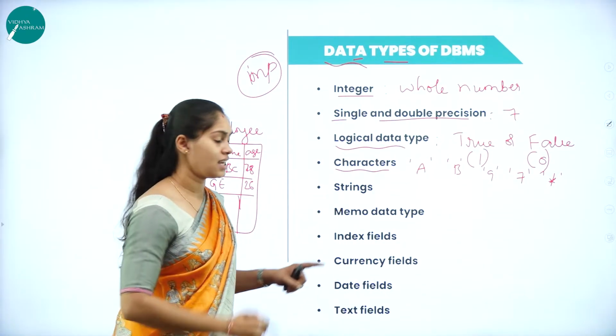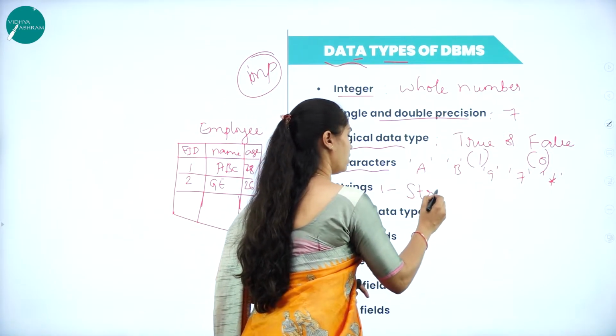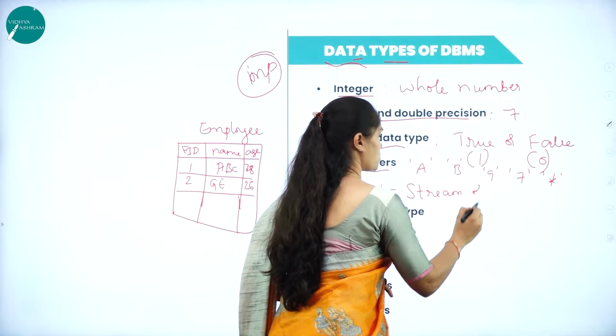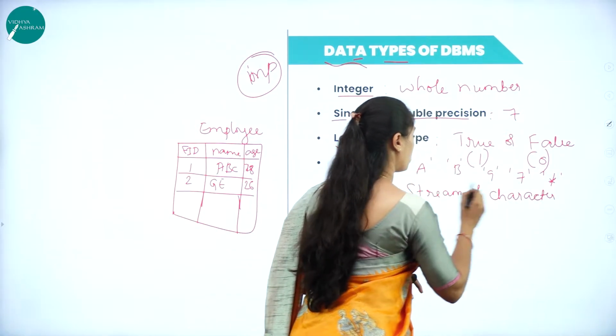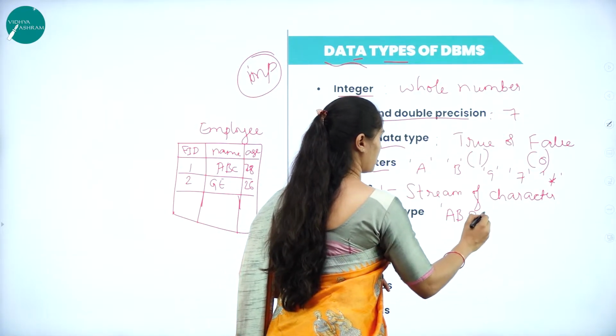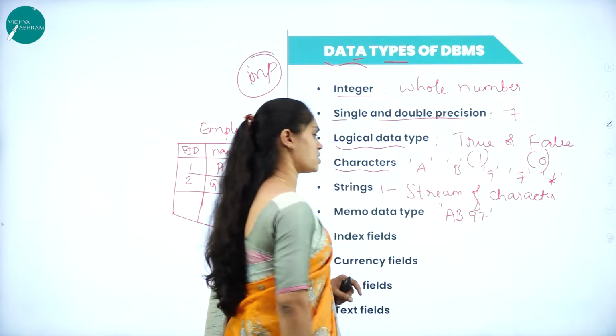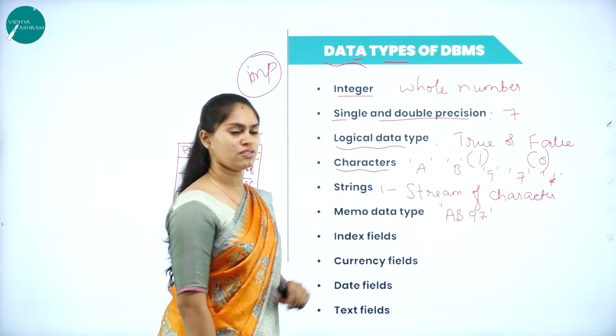What are strings? A collection of characters or a stream of characters will be considered as a string. So strings are a stream of characters. For example, if I wanted to take all these together, how am I going to do that? AB97. So this will be considered as what? A string. It is going to have a stream of characters or a collection of characters.